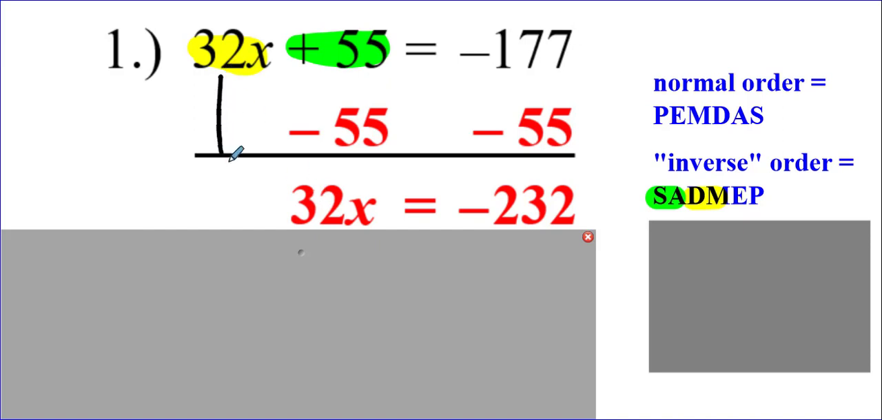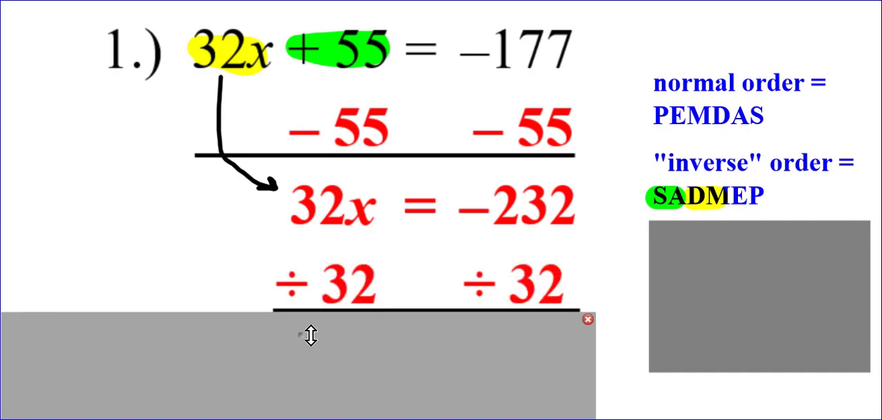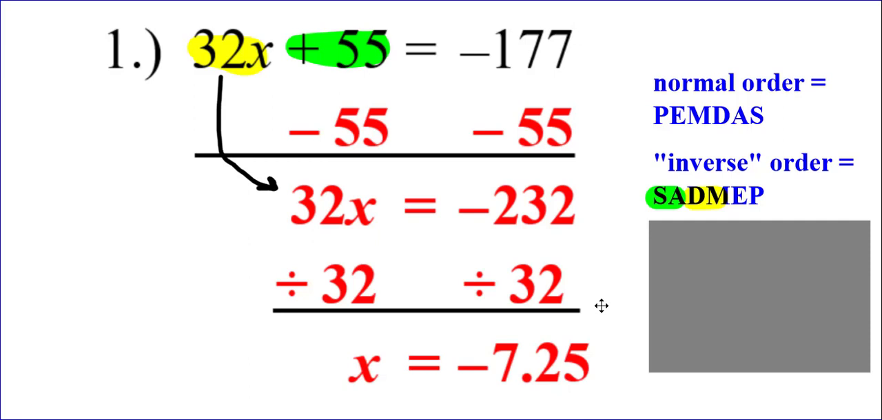Notice that 32 did not disappear. So the x is not by itself yet. It is still being multiplied by 32. Inverse, divide by 32. We do it on both sides. Work down, use a calculator if you need to, you will get negative 7.25. You could also give the answer as a mixed number, negative 7 1/4.